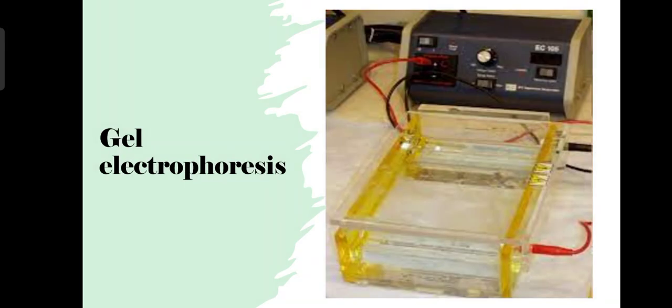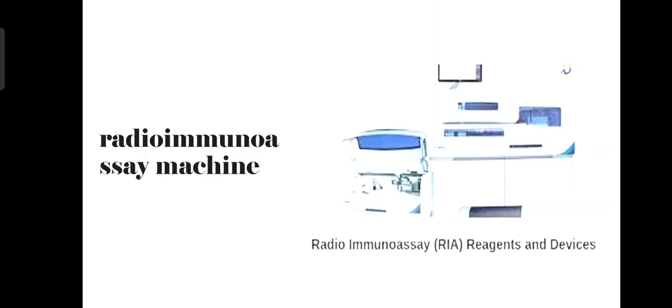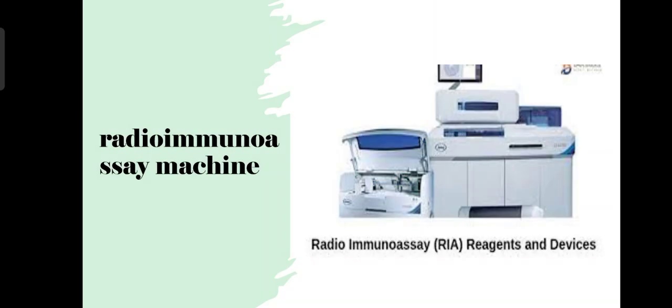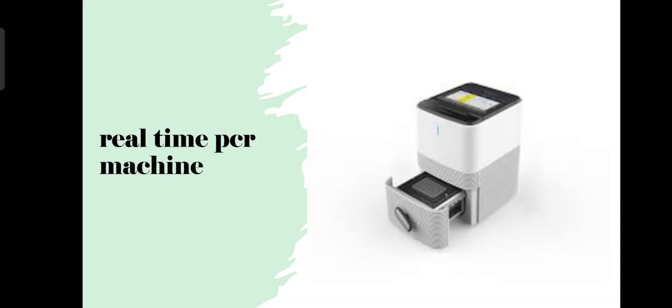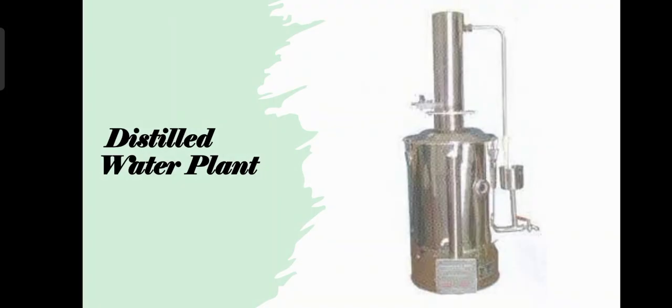Gel electrophoresis is used to separate a mixture of DNA, RNA or protein according to molecular size. Radioimmunoassay machine, used to measure the concentration of a substance, usually antigen concentration. Real-time PCR machine is used for measuring DNA using PCR. Distilled water plant. It is a plant used for purification of water by removing chemicals, heavy metals, microorganisms and sediments.